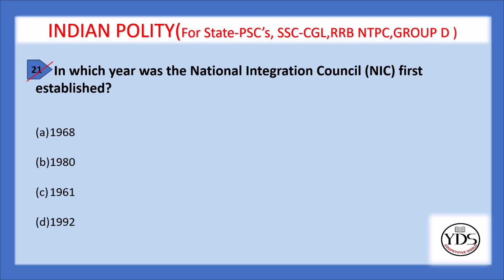Question number 21. In which year was the National Integration Council (NIC) first established? Option A 1968, option B 1980, option C 1961, option D 1992. Option C 1961 is the correct answer.